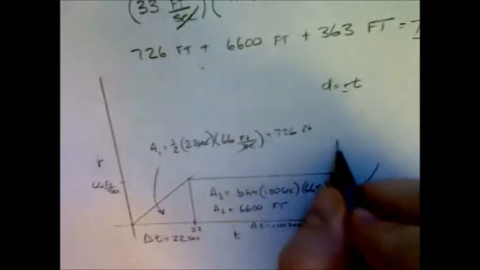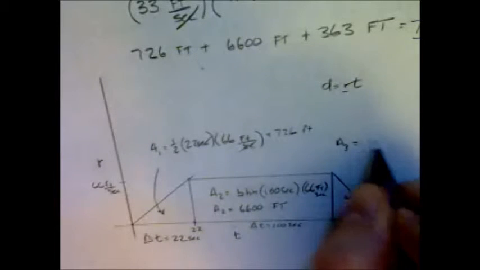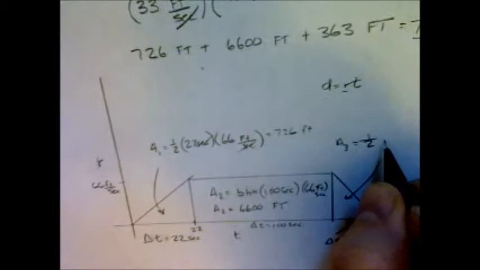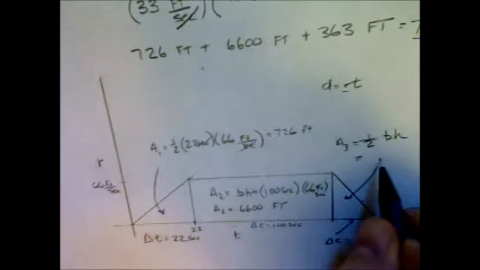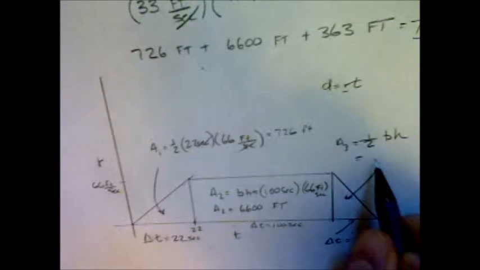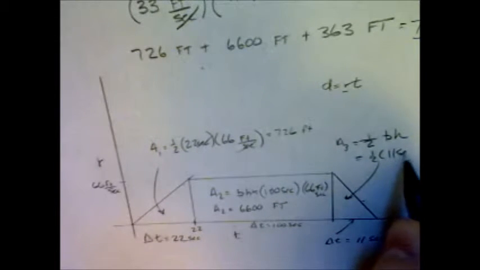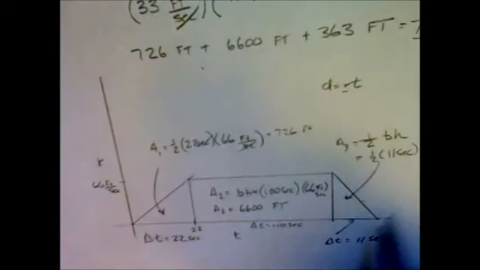Then finally, A3 is also a triangle, 1/2 base times the height, and that's going to equal 1/2 times the base, which is 11 seconds, times the height.